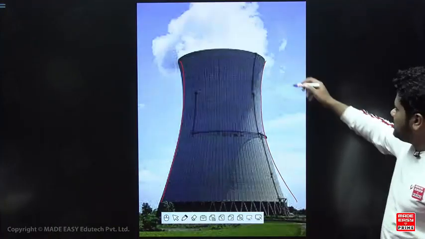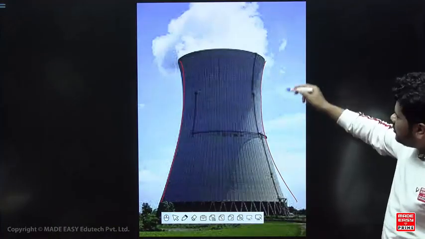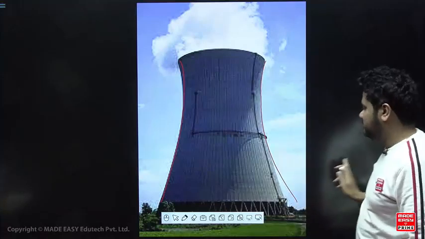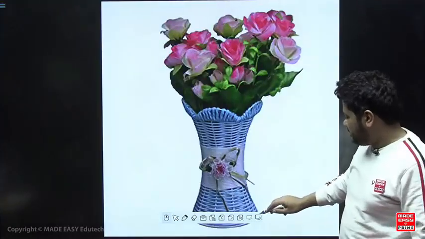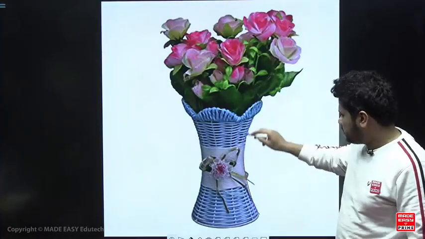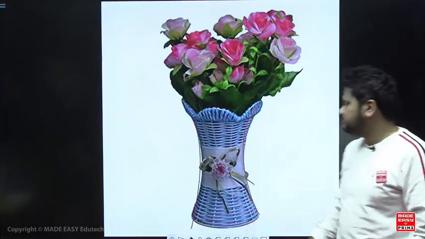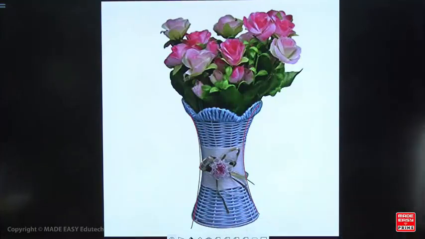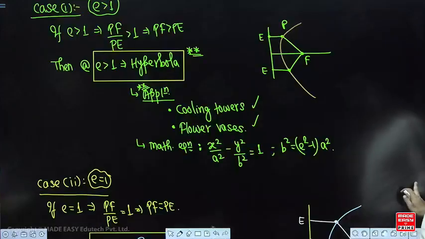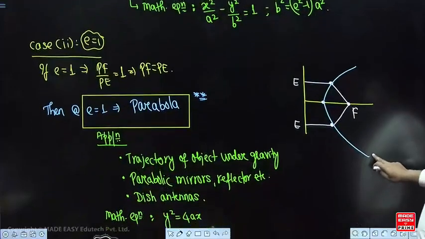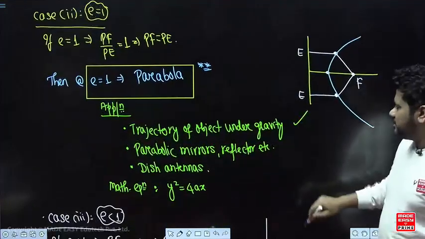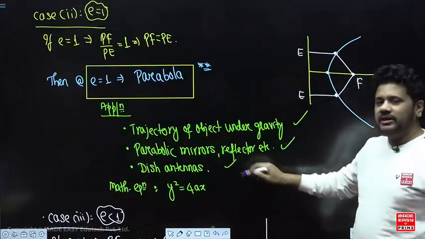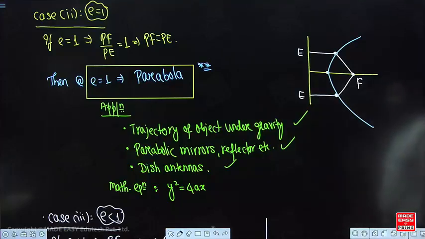See here. So this is your cooling tower, correct? So the cooling tower is a hyperbola. Flower vase, hyperbola, correct? Flower vase. Next, for parabola: trajectory of an object, mirrors, dish antennas, right? So case number 2, this is for the parabola.